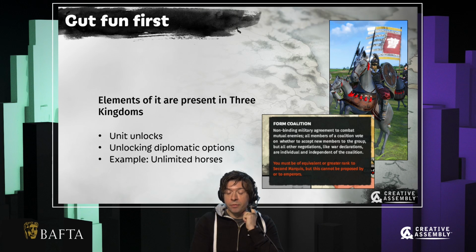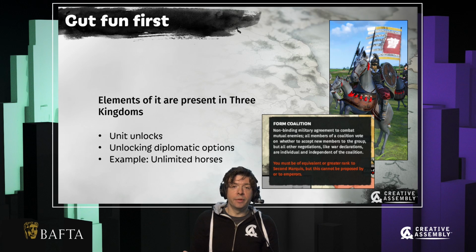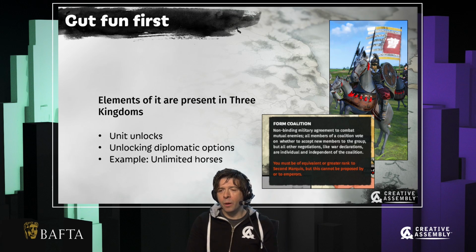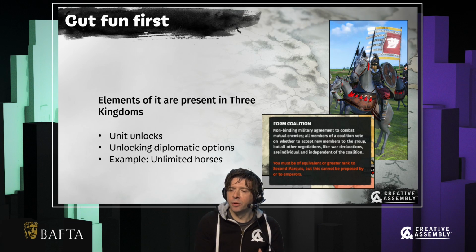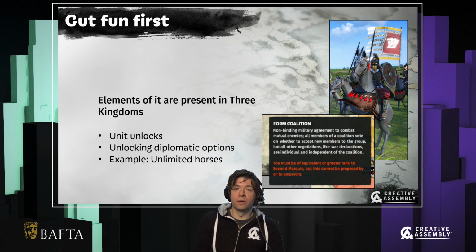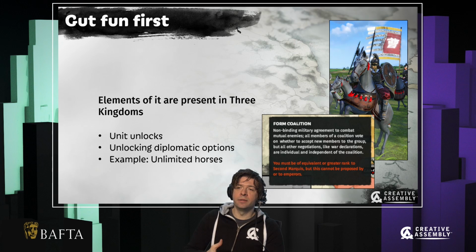And elements of this is certainly present in Three Kingdoms. We have unit unlocks, diplomatic options are unlocked over time. And we've seen with the unlimited horse example from Spiffing Brit that you can design these really rewarding strategies as well. But we felt like overall, it's sometimes everything is a bit hidden. And even the unit unlocks, even though you do unlock a lot of units, these unlocks don't necessarily feel as rewarding as even in some previous Total War games or in other games, because they don't make as much of a difference on the battlefield.